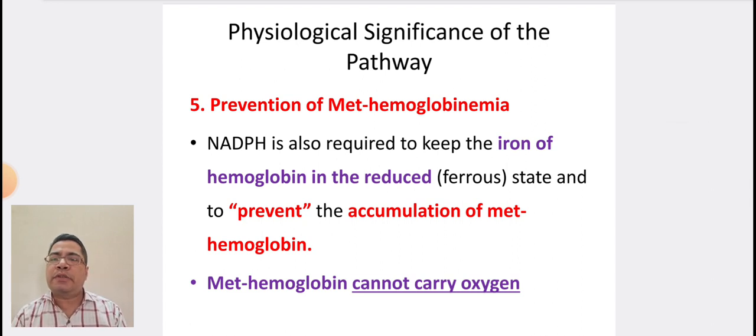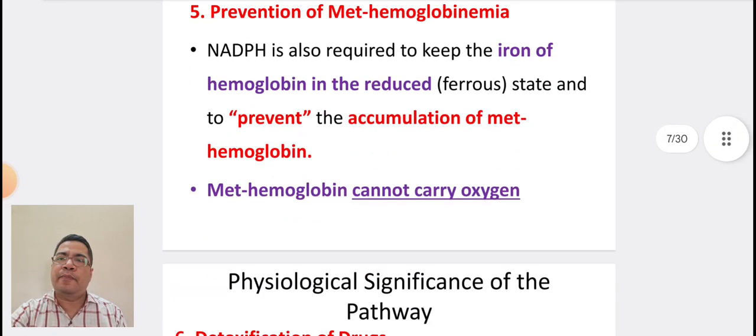Next point is prevention of methemoglobinemia. NADPH is also required to keep the iron of hemoglobin in the reduced form, that is the ferrous state, and to prevent the accumulation of methemoglobin. Methemoglobin cannot carry oxygen.